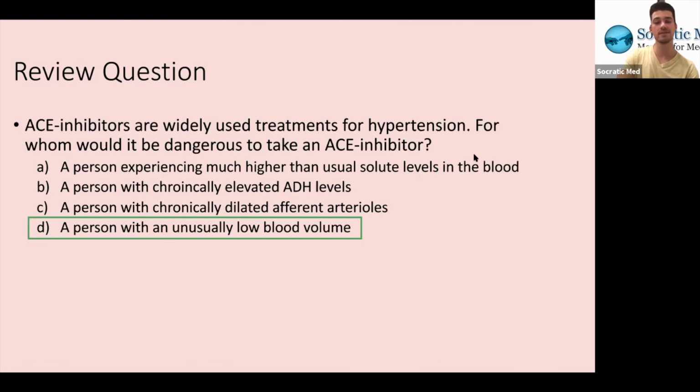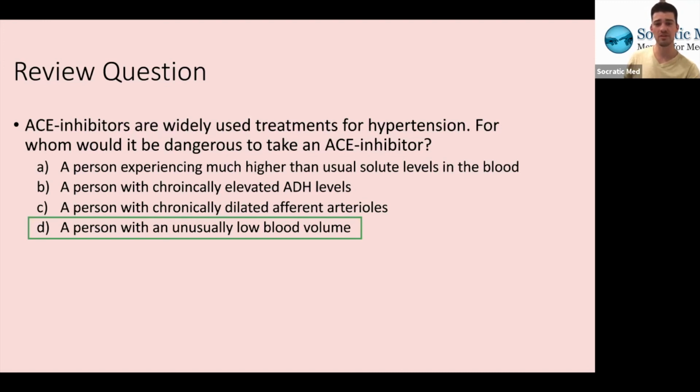So we know what ACE inhibitors do. ACE stands for angiotensin converting enzyme. So what it does, an ACE inhibitor inhibits that, so it's lowering our blood pressure. So you have to think, why would it be dangerous for someone to take a medication that lowers their blood pressure? And the most common answer would probably be because their blood pressure is already too low, or because something that blood pressure affects is already too low.